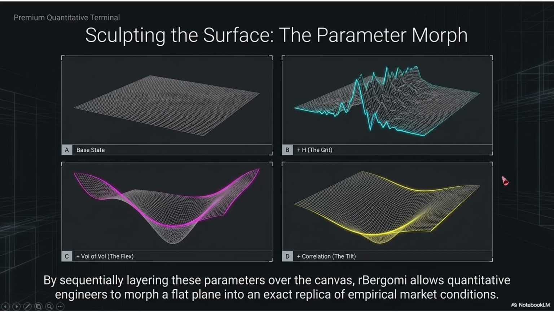So, by sequentially combining these tools, we achieve the parameter morph. By layering these parameters over the base canvas, the rough Bergomi model allows quantitative engineers to morph a flat plane into an exact replica of empirical market conditions, layering on the grid, the flex, and the tilt.